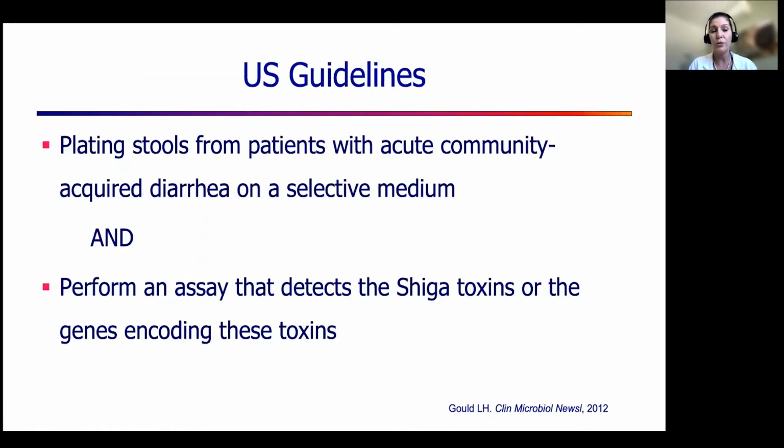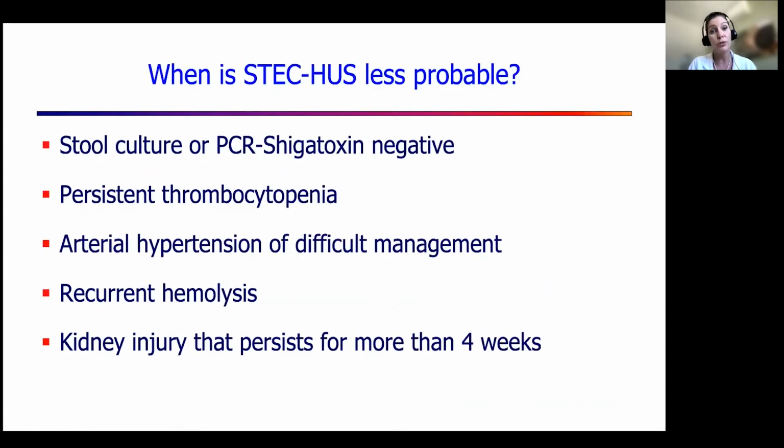And what are the US guidelines today? And that I strongly advise for everybody. Plating stools from patients with acute community-acquired diarrhea on a selective medium, and, if possible, perform an assay that detects the Shiga toxins or the genes that encode these toxins in order to make the correct diagnosis and in order also to communicate with health authorities. But when do we think that STEC is less possible or probable or plausible?